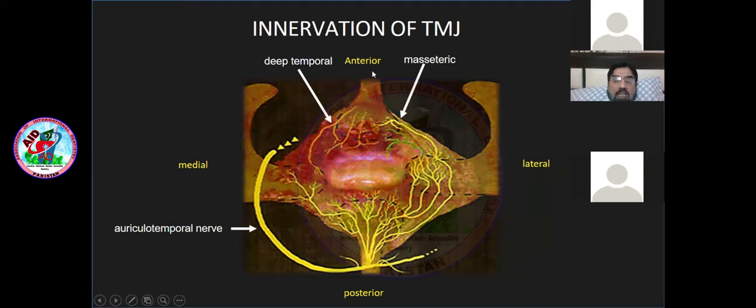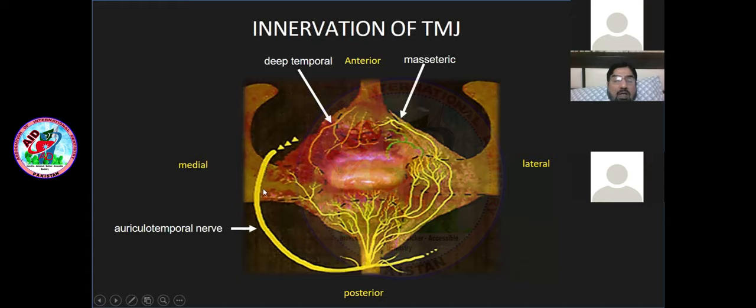Now that is the anterior attachment, which is continued with the superior fibers of the lateral pterygoid muscle. This is the posterior, where the superior laminae and inferior laminae are attached. That is the auriculotemporal nerve coming from the foramen ovale and giving supply posteriorly and laterally, you see the bulk of the nerve supply. On the anterior portion you see the masseteric nerve. And on the medial portion you will see only the deep temporal nerve. So that is the disc area which is innervated by this mechanism.